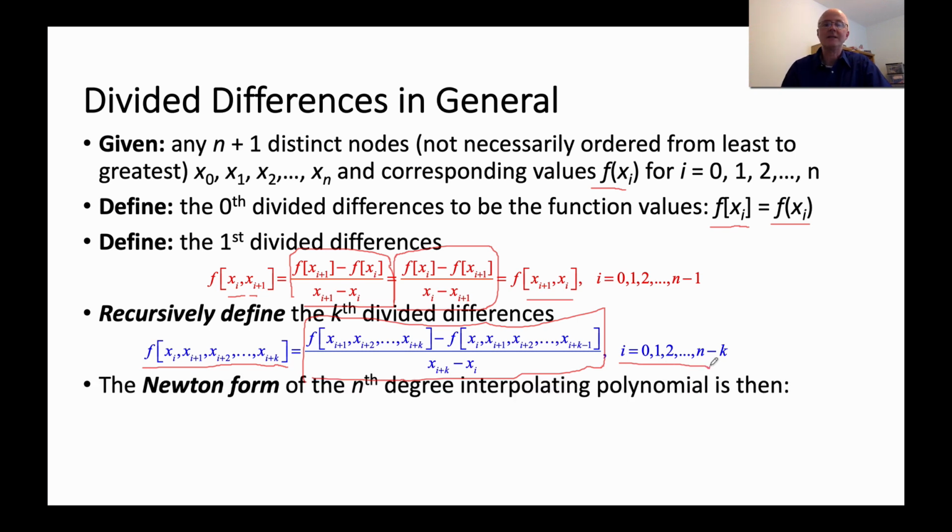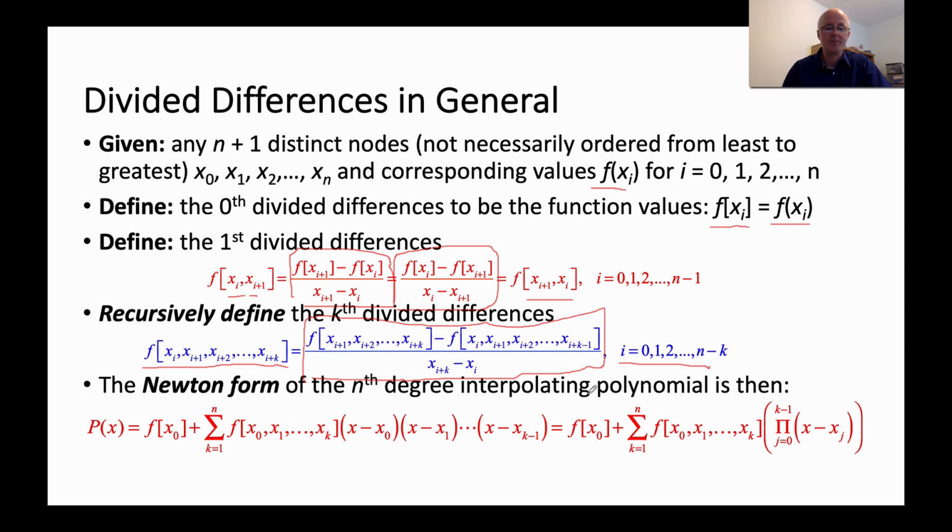Once you've defined these divided differences, you can then define the Newton form of the nth degree interpolating polynomial for these n+1 data points, which is a unique polynomial, though we're writing it in different forms in different situations. Here's the Newton form. P of x equals f of x0, which is f of the first node, using square brackets to be consistent, plus a sum. These are the coefficients. These are the divided differences. They are the coefficients of these products.